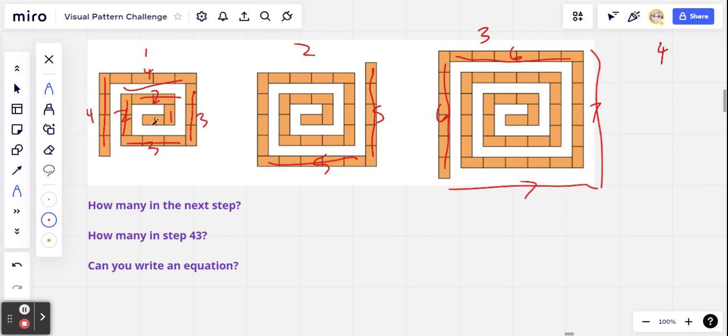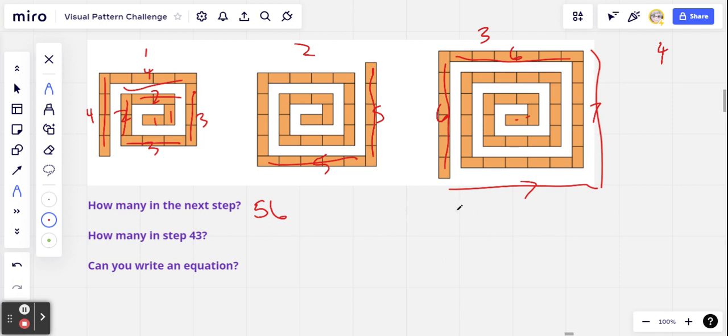So what would that be total? So 1, 2, and then 4 more would be 6, and then 6 more would be 12, and then 8 more would be 20, and then 10 more would be 30, and then 12 more would be 42, and 14 more would be 56, I think. So, that's 1 plus 1 plus 2 plus 2 plus 3 plus 3 plus 4 plus 4 plus 5 plus 5 plus 6 plus 6 plus 7 plus 7. That should add up to 56. So I'm going to predict 56 rectangles in step 4.